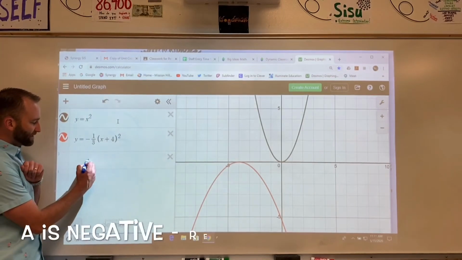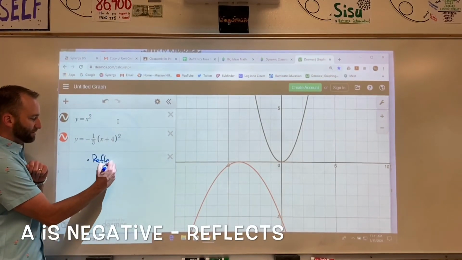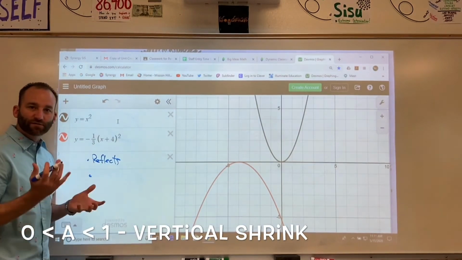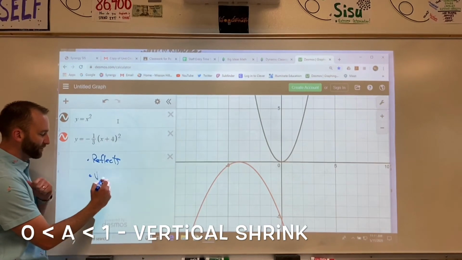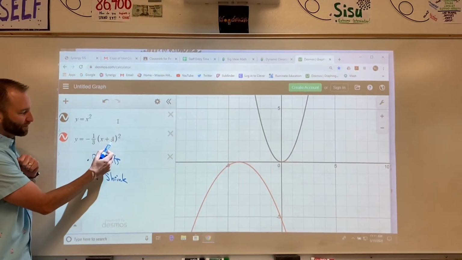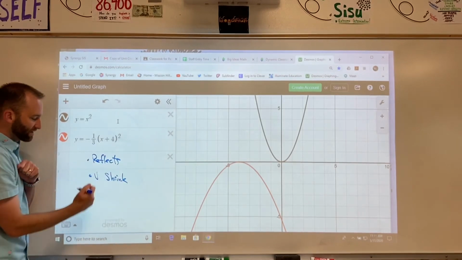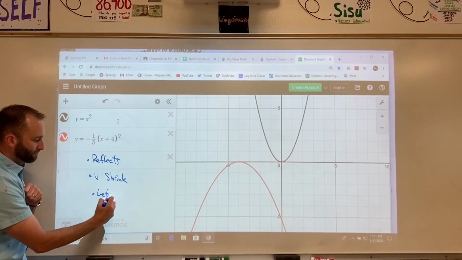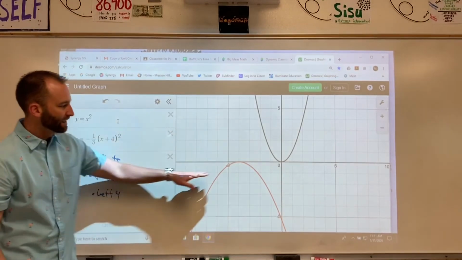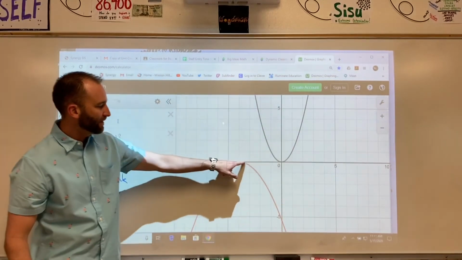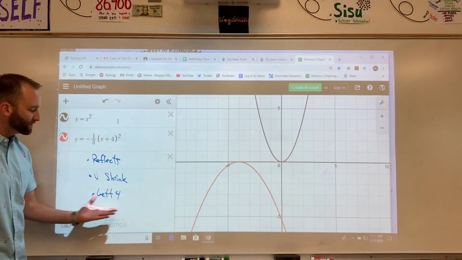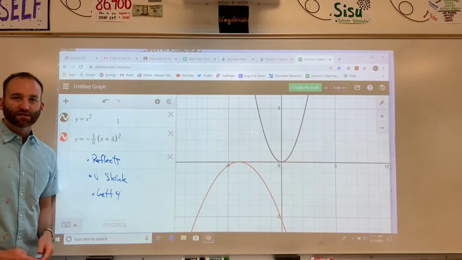So the negative, that tells me that this is getting reflected. The 1/3, that would be a number between 0 and 1. So that means I have a vertical shrink. This +4 is the h value, which means it's shifting to the left 4. There is no k value. You can tell that the vertex, it didn't get moved up or down. It stayed right on the x-axis. So there's nothing to explain there. Here would be all the transformations of this equation.